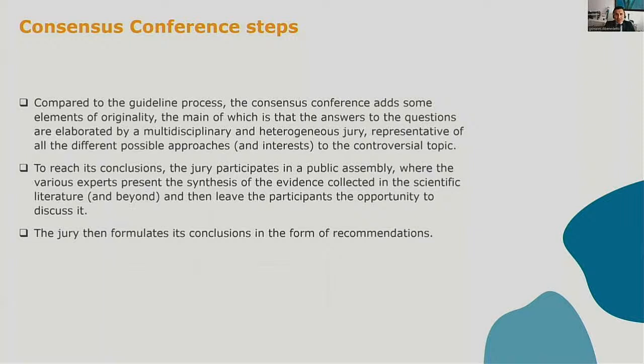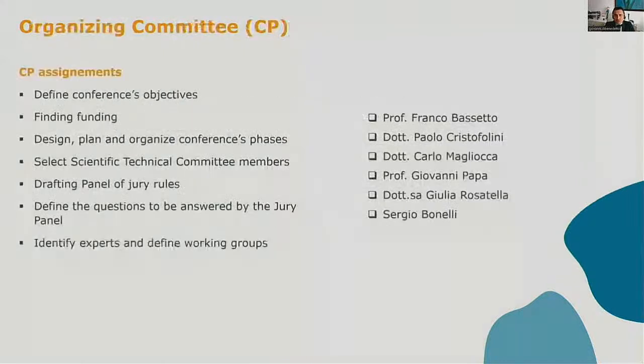Compared to the guideline process, then, the consensus conference adds some elements of originality, the main of which is that the answers to the questions are elaborated by a multidisciplinary and heterogeneous jury, representative of all different possible approaches to the controversial topic. To reach its conclusions, the jury participates in a public assembly where the various experts present the synthesis of evidence collected in the scientific literature and then leave the participants the opportunity to discuss it. The jury then formulates its conclusions in the form of recommendations.